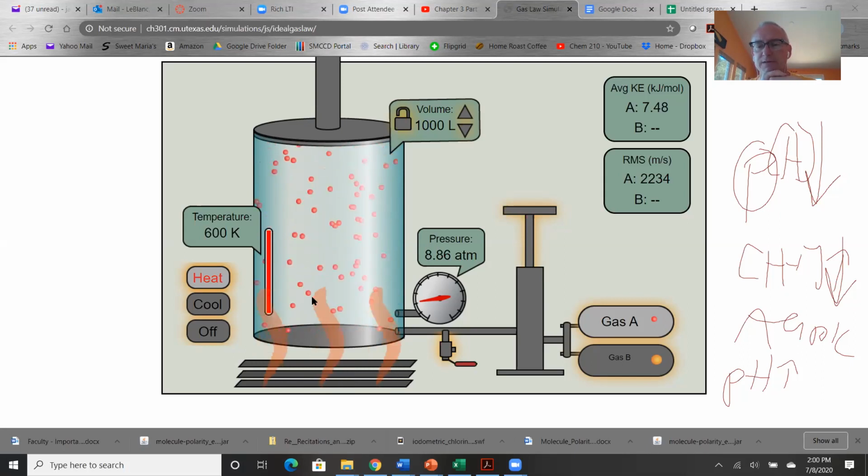All right. Anything else? I think this is the best simulation of the bunch. I really like this one because you get to actually physically move things around and you get real data that you can plot, unlike some of the other ones. So yeah, I like this one. Any other questions about this one or any other one?